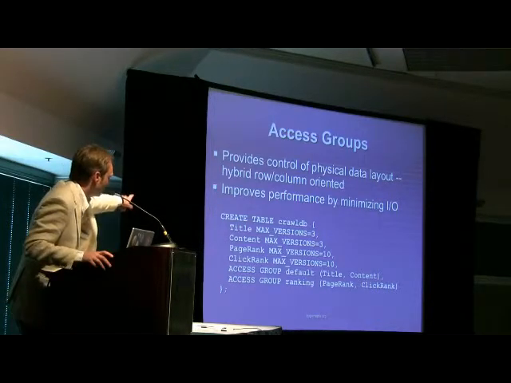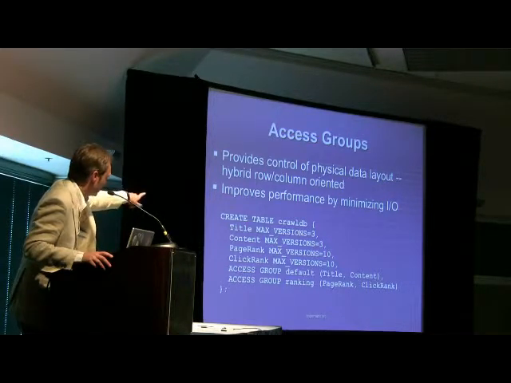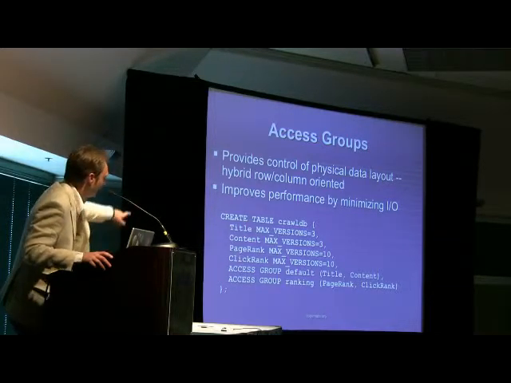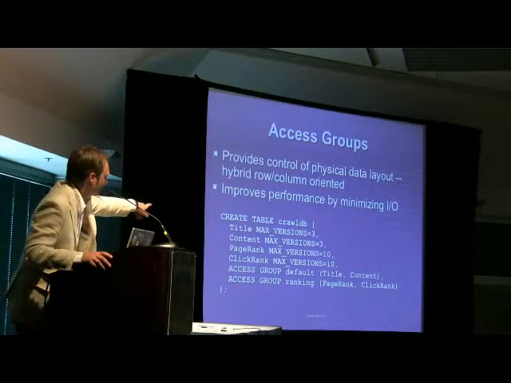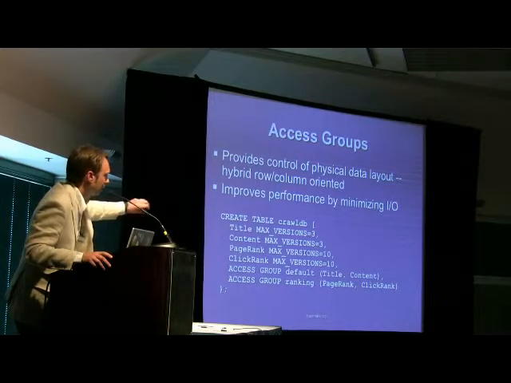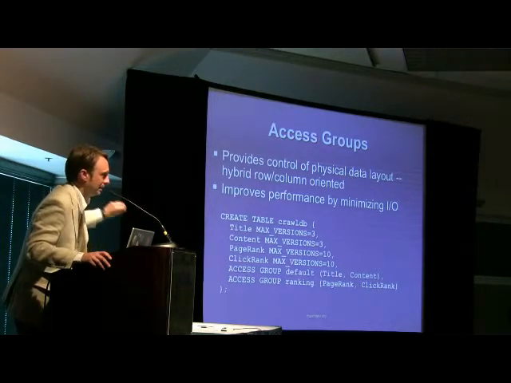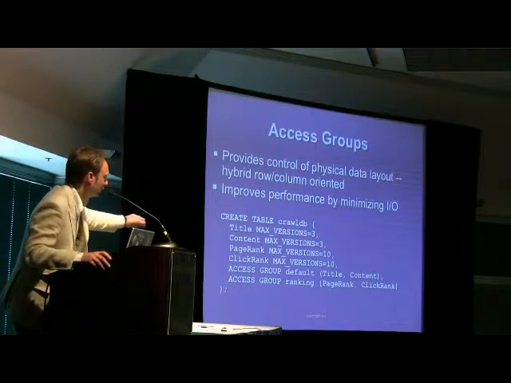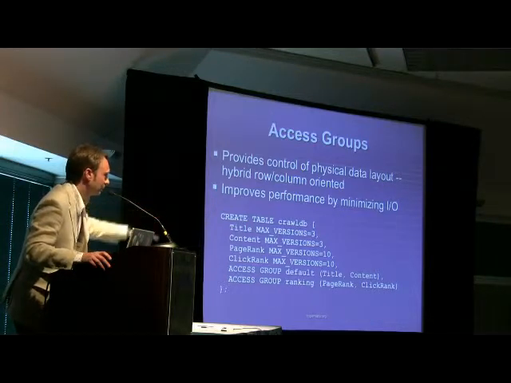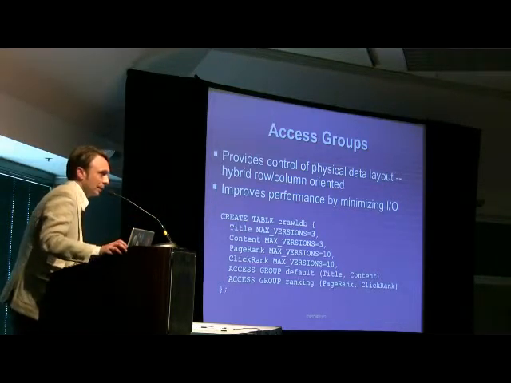So for example, this create table statement down here is defining a table, crawlDB, with 4 columns: title, content, page rank, and click rank. And then it defines these 2 access groups, default and ranking. And that tells the system to physically store the data for title and content in the default access group, and physically store the data for page rank and click rank in a separate access group.